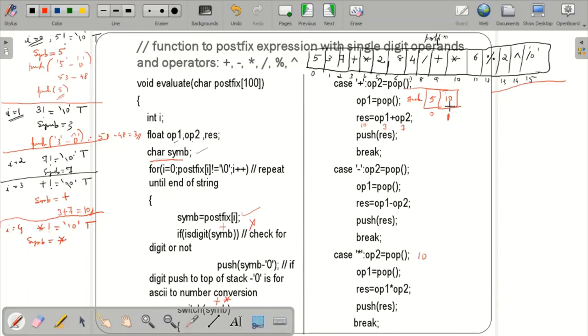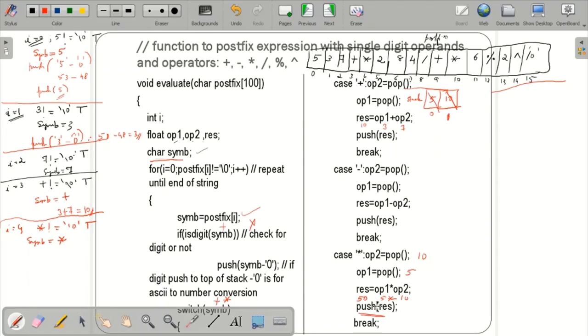Your stack top operand 2 is 10, and here it is 5. So you'll write operand 2 as 10 and 5, and in between you'll put a star. The result is 50, and this result needs to be pushed back to the stack. So this will be popped, op2 is popped. This will be popped, op1 will be popped.